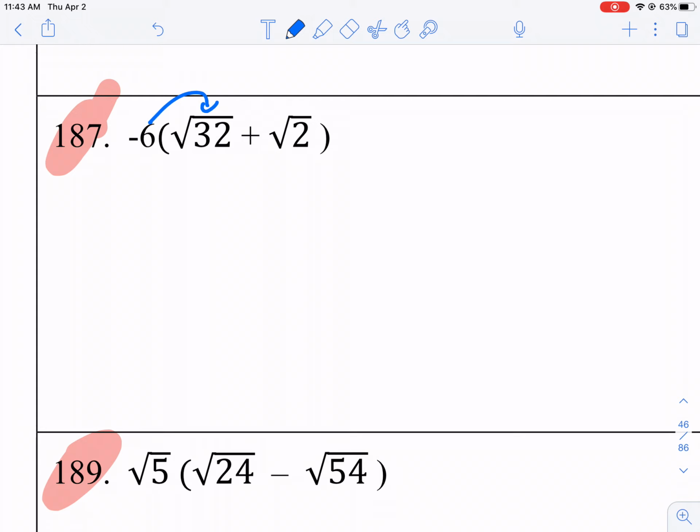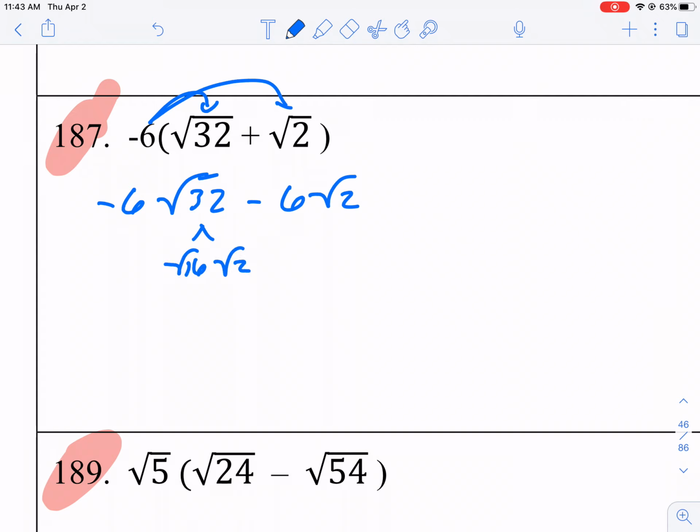So we start with negative 6 square root of 32 minus 6 square root of 2. Now you could have plus a negative 6. That would be fine as well. What you have to realize in this one, though, is that 32 can be broken down. And so I'm going to make 32 16 and 2.